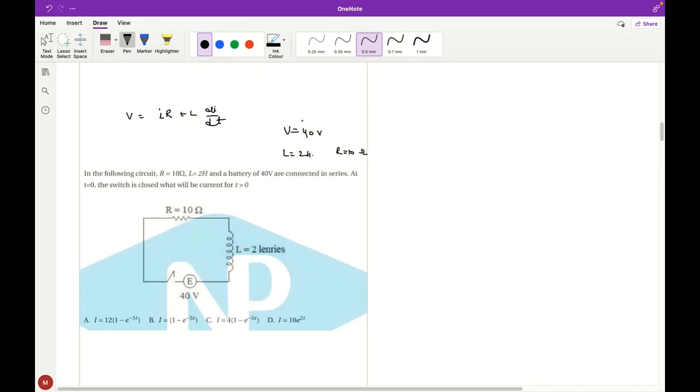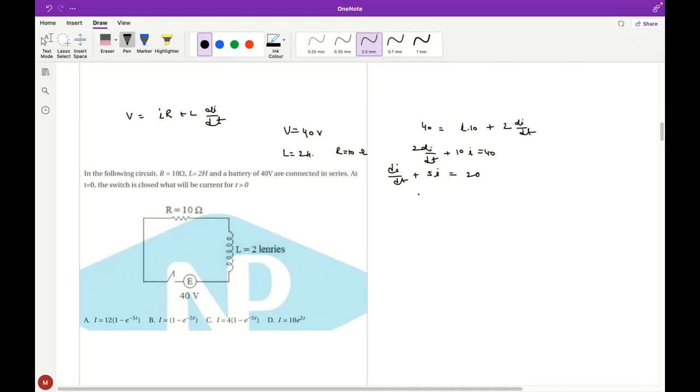Put these values in our differential equation: V equal to 40, R equal to 10, and L equal to 2, with di over dt. So this is a differential equation: 2 di over dt plus 10 I equal to 40. So solve this equation: di over dt plus 5 I equal to 20.